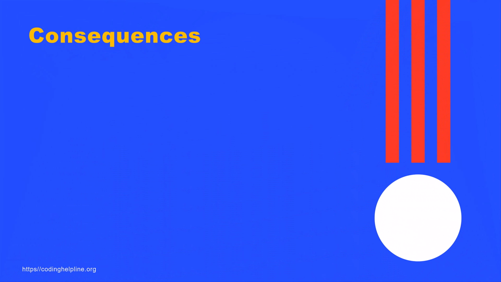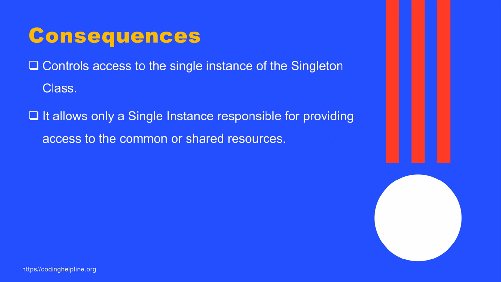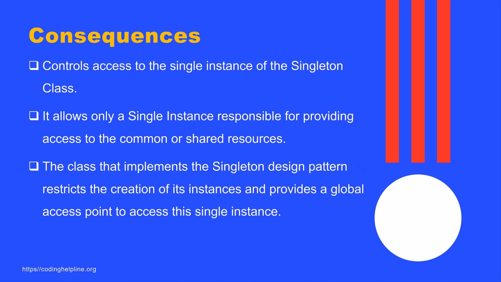Consequences of using Singleton design pattern. Controls access to the single instance of the Singleton class. It allows only a single instance responsible for providing access to the common or shared resources. The class that implements the Singleton design pattern restricts the creation of its instances and provides the global access point to access this single instance.